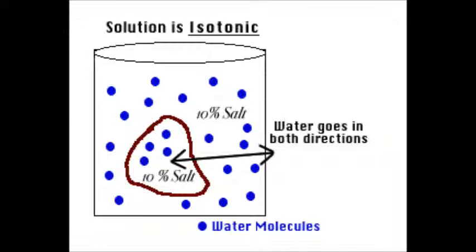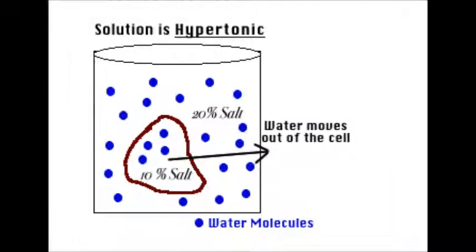Iso means the same, so an isotonic solution means the concentration of solute, maybe salt, is equal on both sides of the membrane. Water will move back and forth, but will not change the concentration on either side.